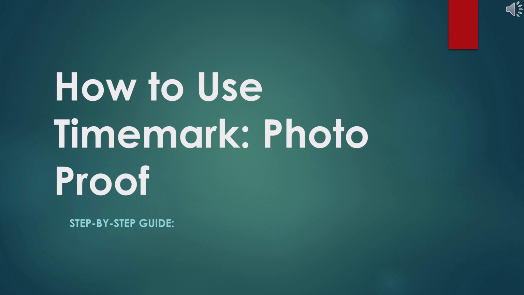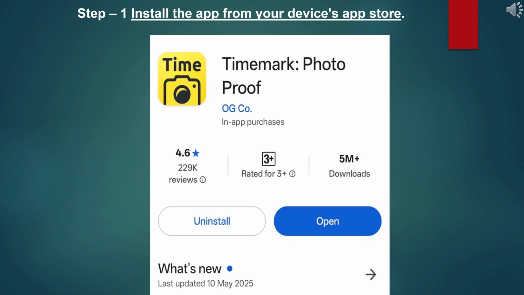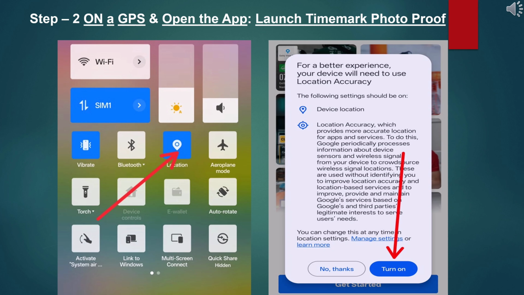How to use Time Mark Photo Proof, a step-by-step guide. Step 1. Install the app from your device's app store. Step 2. Turn on GPS and open the app, launch Time Mark Photo Proof.